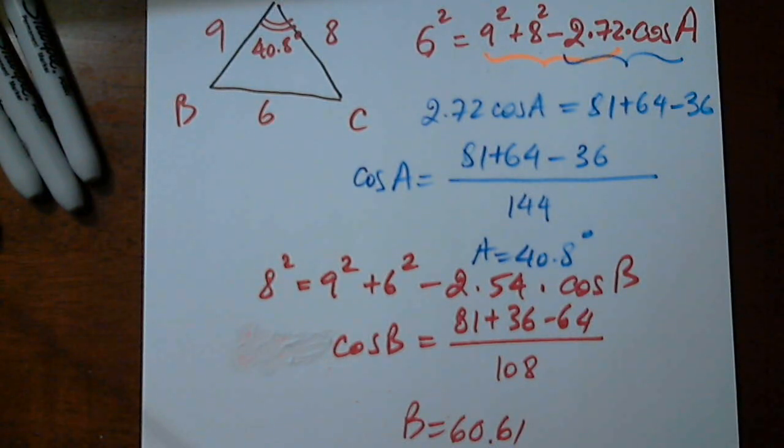I specifically didn't want to go through that side-side-angle case. It's the most difficult one, it's the ambiguous case, and I thought that that would be more difficult than just applying law of cosines twice.